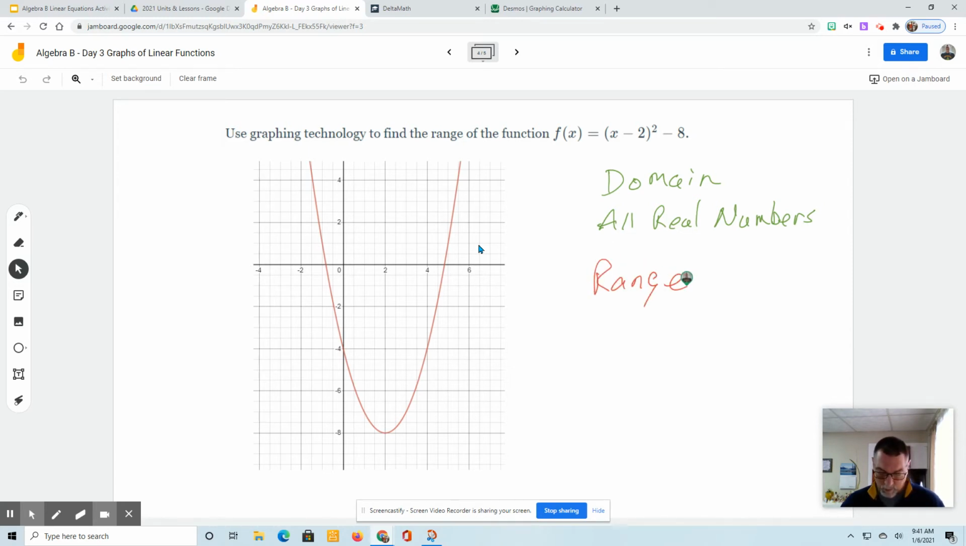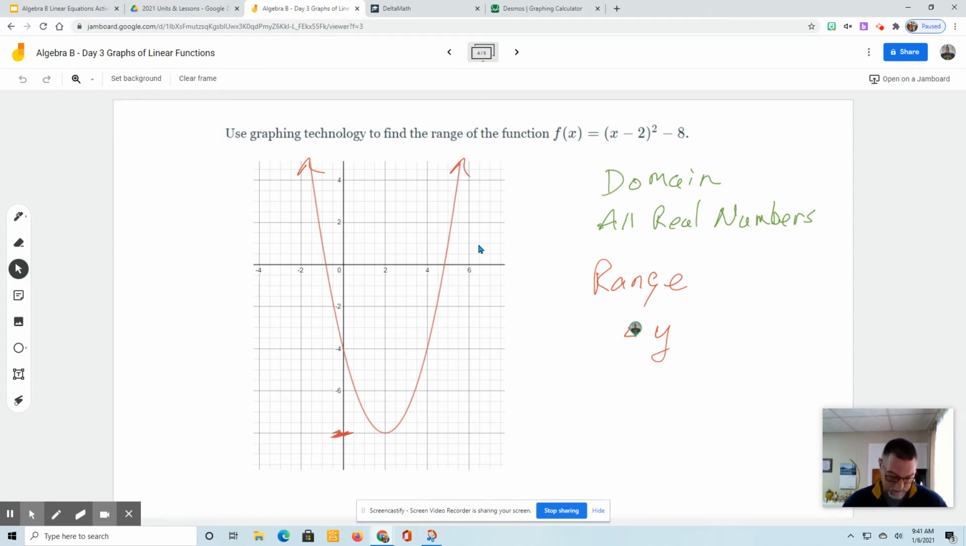All right, once again, we want to look at y, and we want to see, okay, what's the lowest value it goes to? So on y, the lowest is down here at -8. And here we can see that the graph, these actually are arrows here, the graph goes on forever. So that means that all I have is a lowest value.